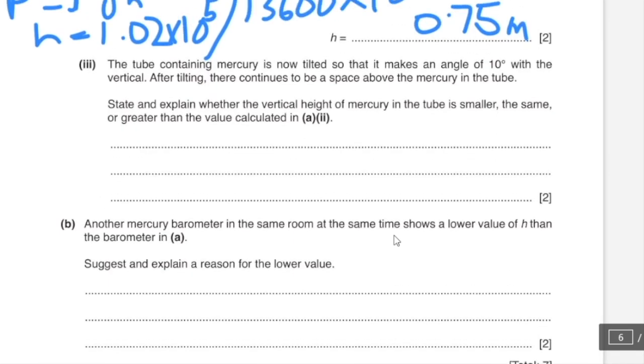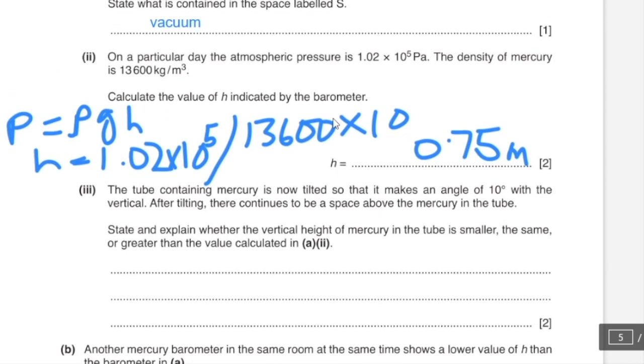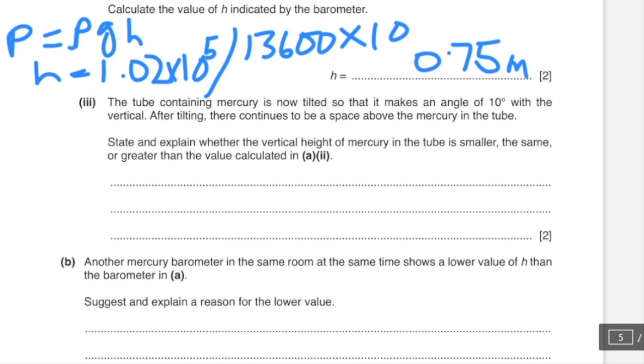3. The tube containing mercury is now tilted so that it makes an angle of 10 degrees with the vertical. After tilting, there continues to be a space above the mercury in the tube. State and explain whether the vertical height of mercury in the tube is smaller, the same, or greater than the value calculated in A part 2. Right, since over here we need to know if any change occurs in height, we need to see if any changes are occurring in any of these values, and that is not occurring, which means pressure, density, and gravity remain the same, so height also does not change.